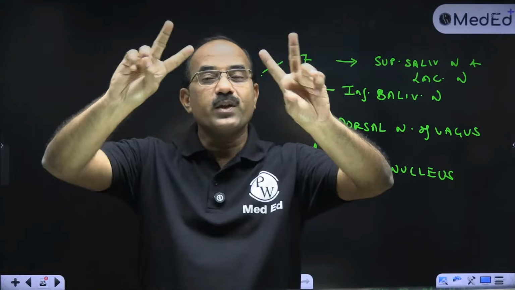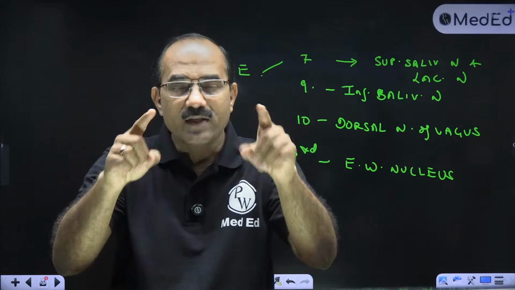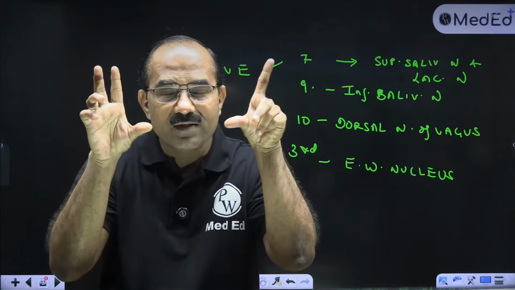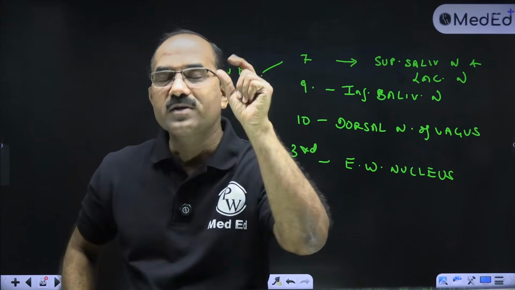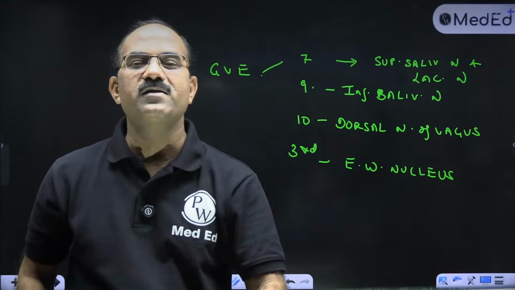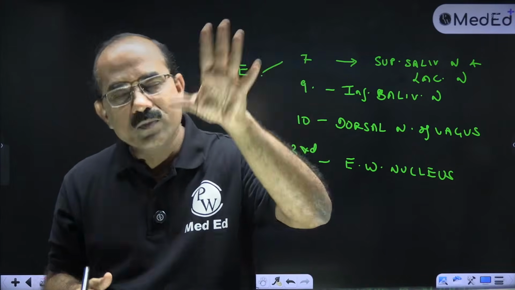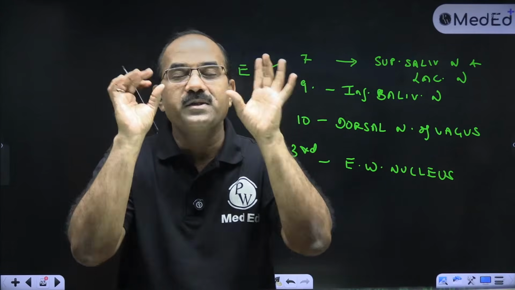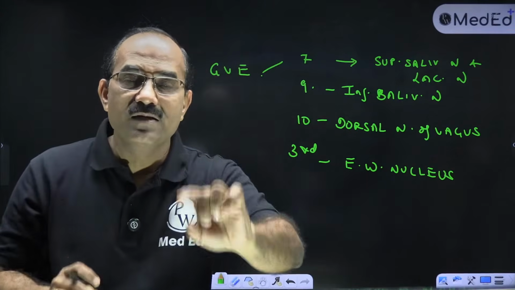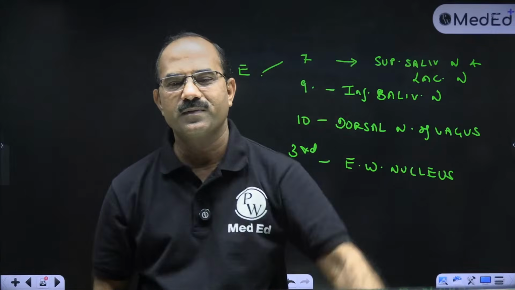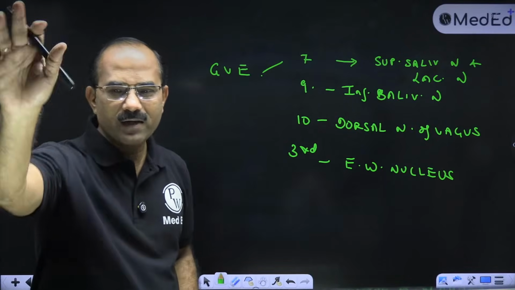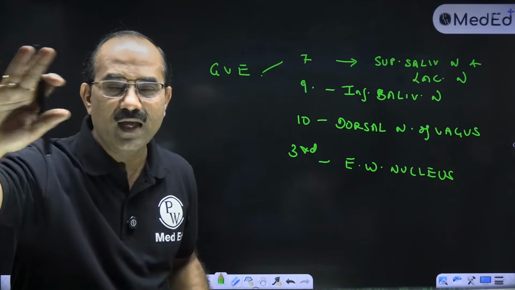So third nerve के दो nucleus होंगे. One nucleus to supply the extraocular muscles and the second nucleus to supply the sphincter pupillae and ciliaris muscle. The nucleus which supplies the extraocular muscle is the oculomotor nucleus, and the nucleus which supplies the sphincter pupillae and ciliaris is the Edinger-Westphal nucleus. समझ में आ रही है? Are you all able to follow this? Can you correlate this?